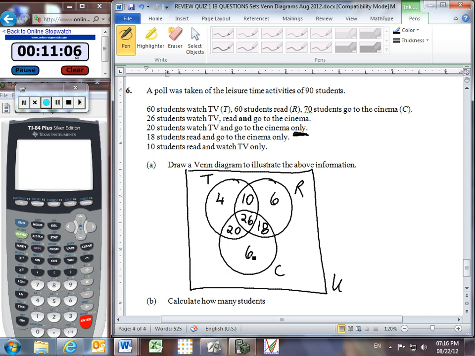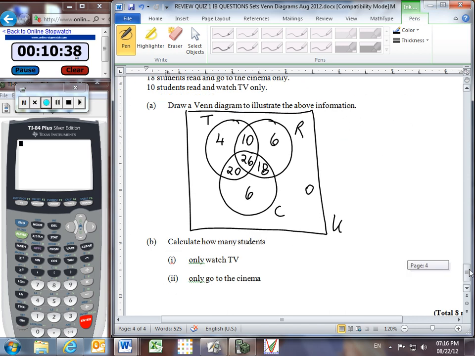And remember how we have a total of 90 students? Have we used all of them? Well, let's check. If we add all of these 7 numbers together, 4 plus 6 is 10, plus 10 is 20, plus 20 is 40, plus 26 is 66, plus 18 is 84, plus 6 is 90. Yeah, we did use all 90 of them, so there must be 0 students on the outside. All of them do at least one of these 3 activities.